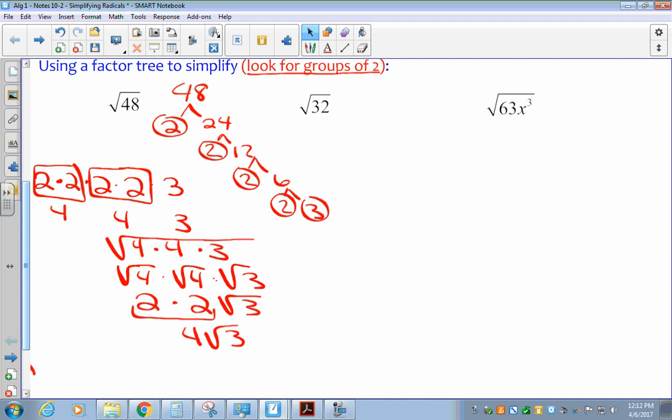So is 3 a perfect square? No, so he stays. Is 4 a perfect square? Yeah, so we square root it and put it out front.